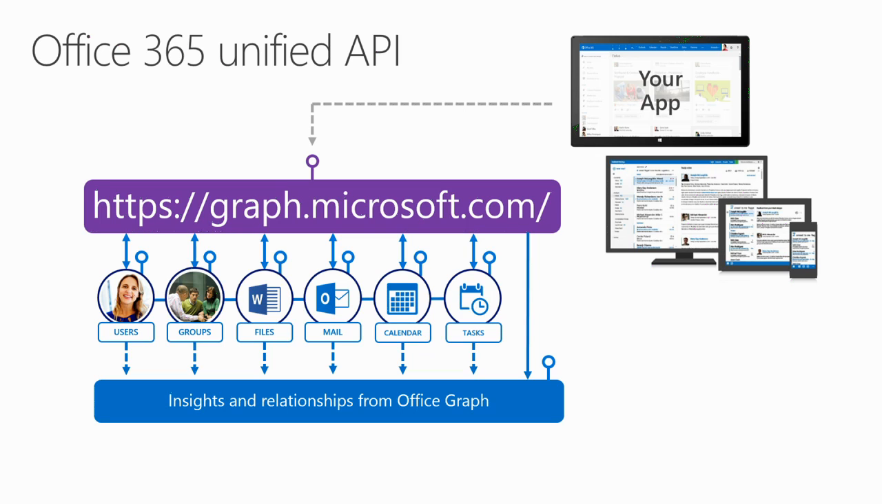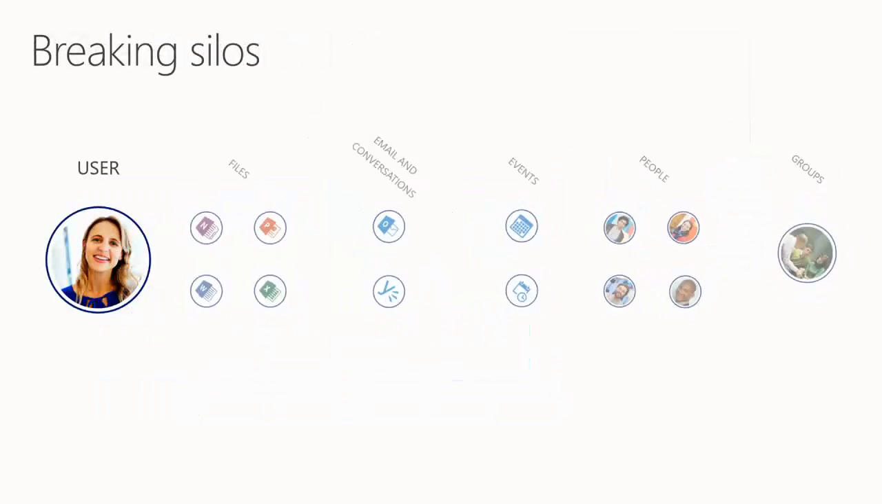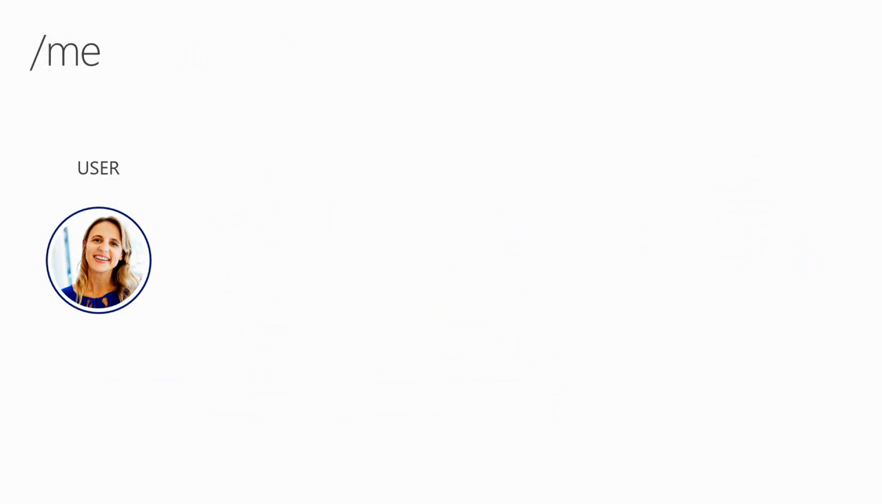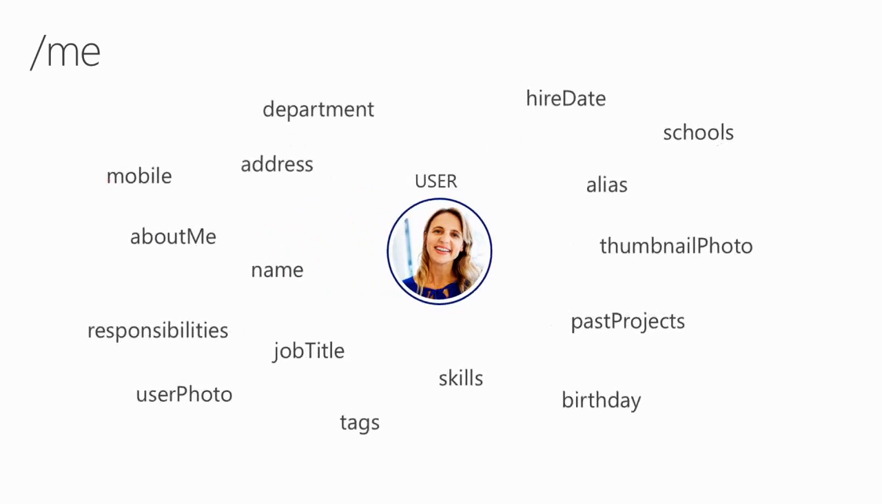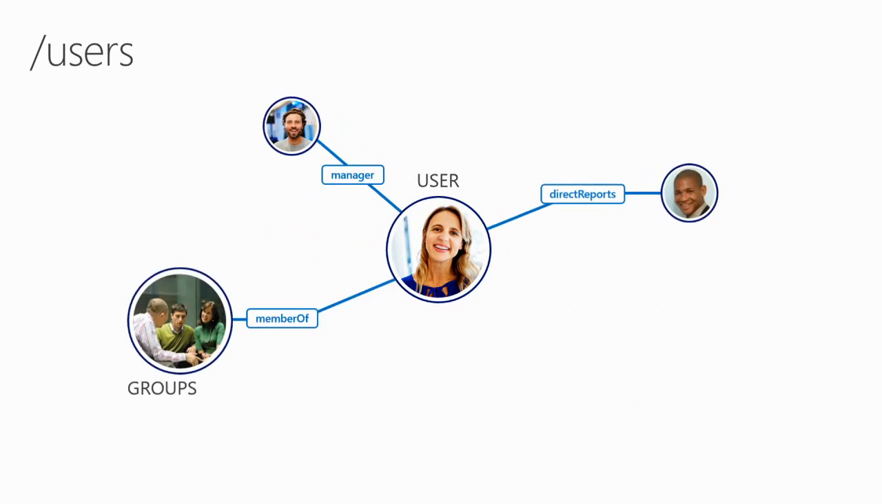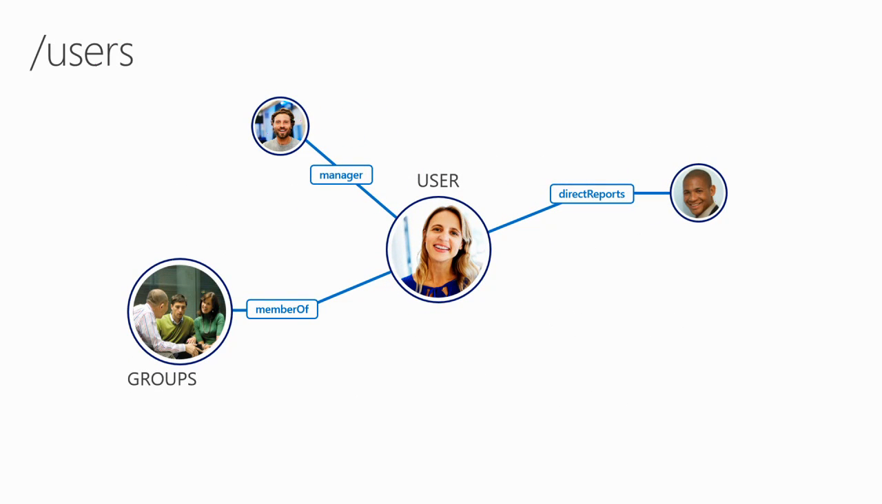And that access token will grant access to all the resources. So really good example. Here's the user, right? The user may want to have lots of properties. The user may have a manager, direct reports, and could be a member of different groups.